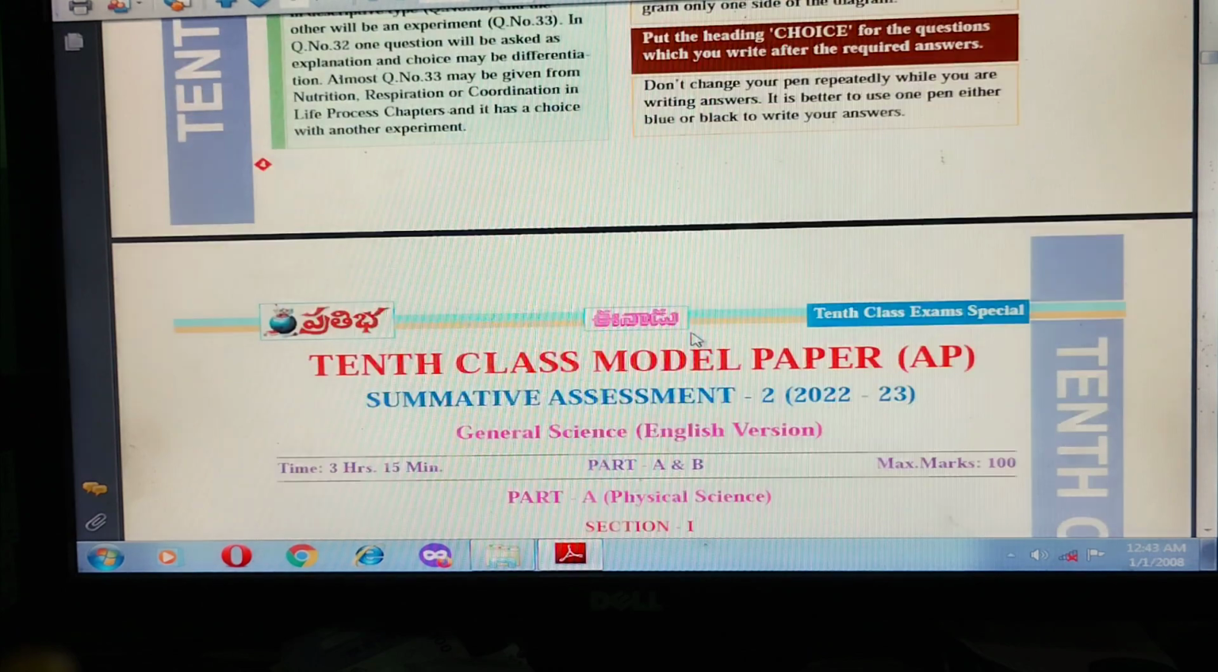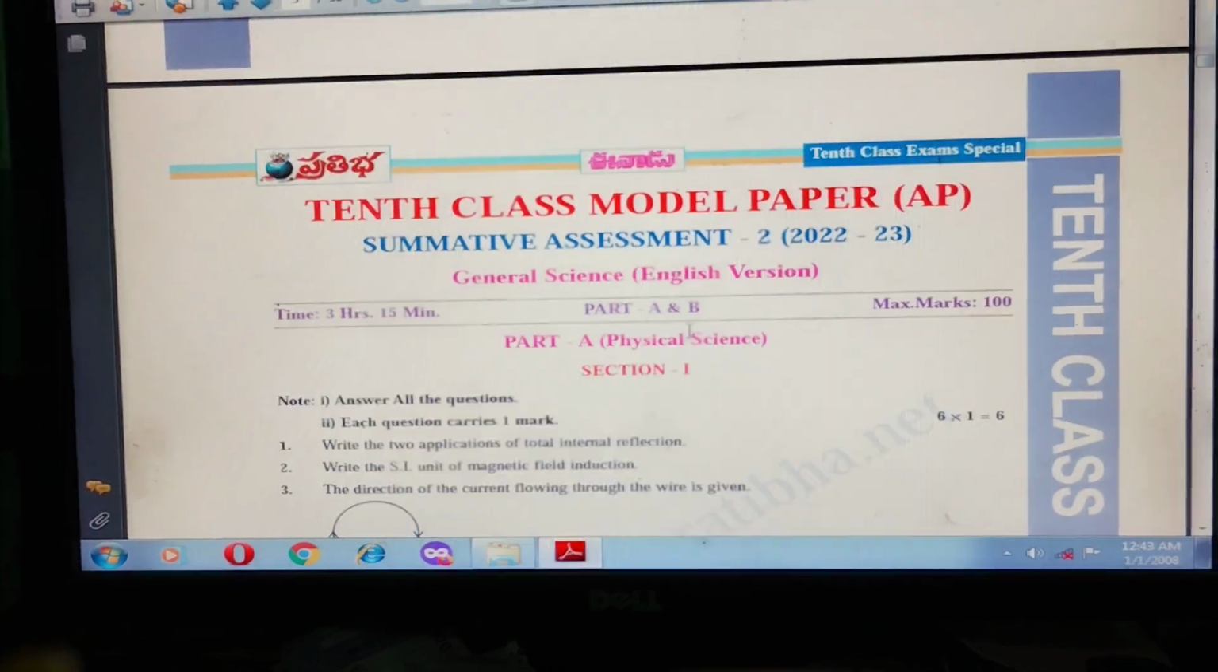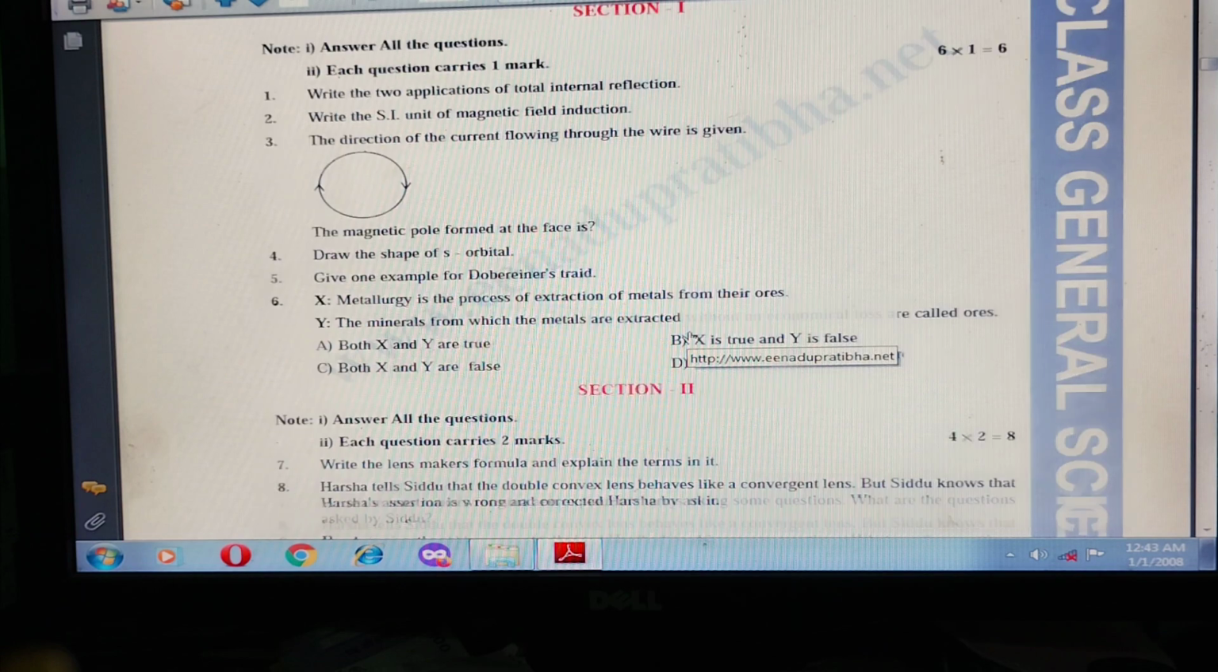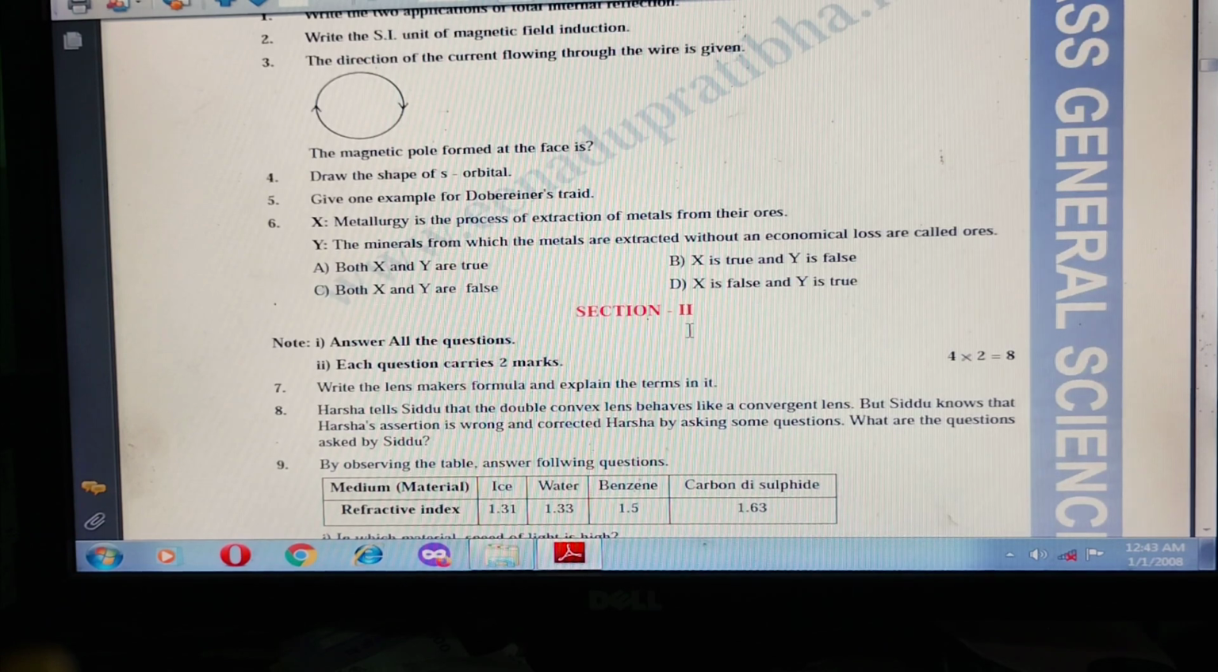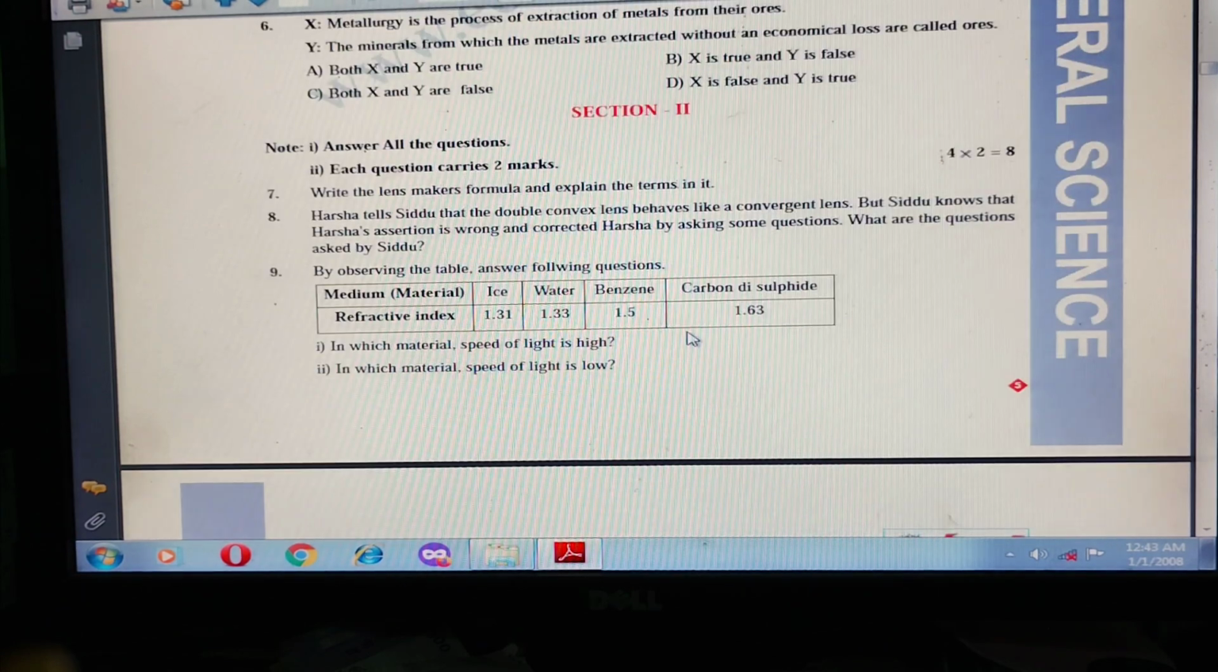So these are the instructions, and based on this they give a few model papers with key. So I am attaching this document in the description, so please download and go through this.